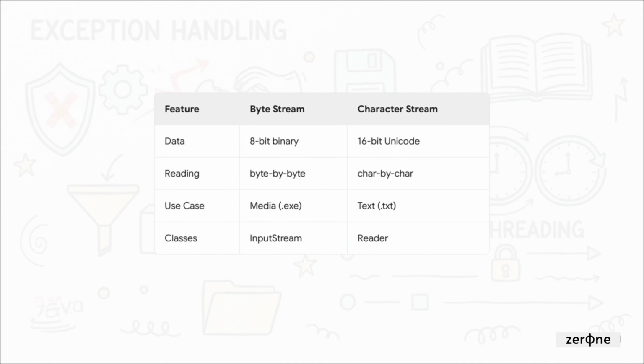Oh, and one massive takeaway here. Whenever you do any of these I/O operations, you must wrap them in try-catch blocks, and you must always close your stream resources in a finally block to prevent nasty memory leaks.